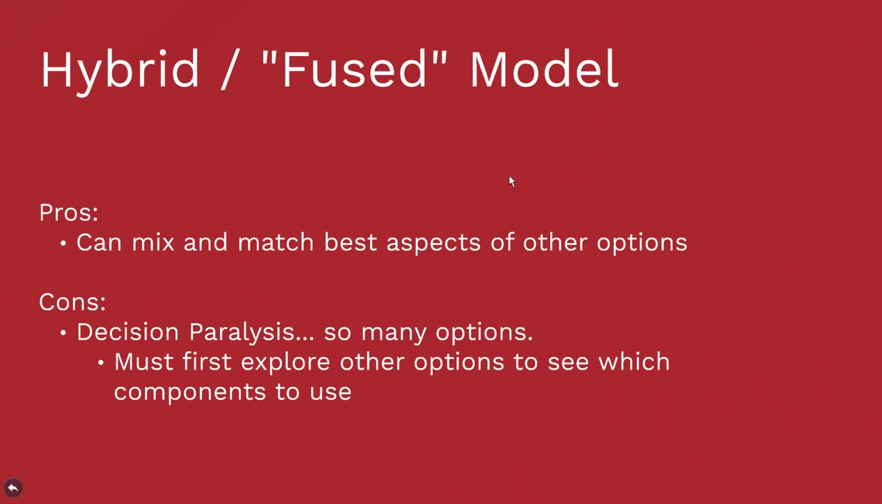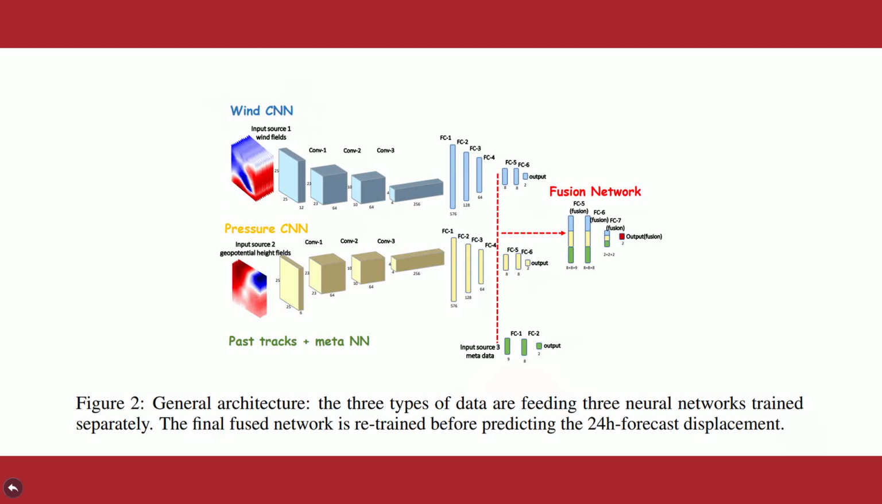Now, a hybrid model. They call it the fused model, whatever you want to call it. In these papers that we've been reading, they've done this fused model approach where they have one branch that trains based on the wind speed, the U and the V components of the wind at different pressure levels. Another one trains on pressure, and then a third branch trains on historic tracks. And they all get brought together by a fourth neural network that looks at each of those three and then puts them together and says, all right, well, in this specific case, I don't know.